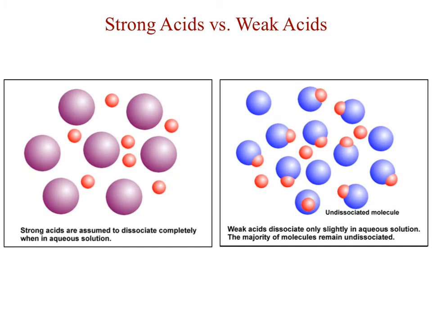Here's just another picture to show the difference between strong acids versus weak acids. On the left you can see that there are no intact acid molecules. They have all separated into ions. There's a complete dissociation here. Whereas on the right you can see that there are mostly acid molecules intact with just a few ions floating around. So only slight dissociation.